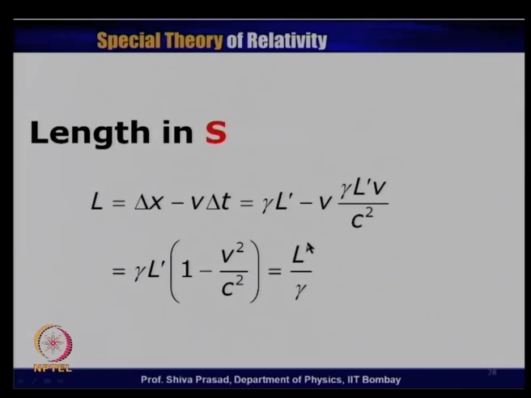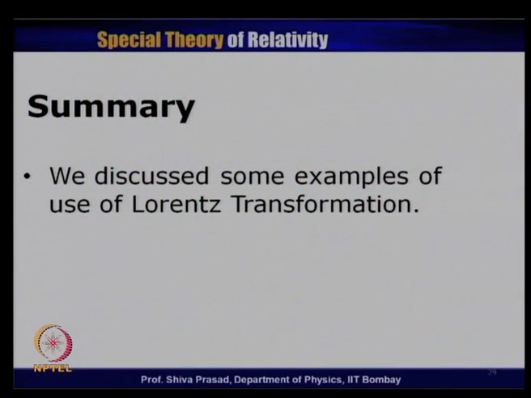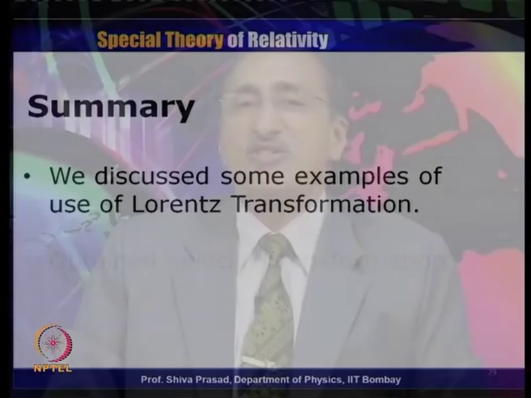So, as I expected, this length turns out to be a contracted length. This is what I had expected, because in the S prime frame of reference the length was proper, hence it is in this particular frame of reference that the length will turn out to be contracted. Now, let us go to the conclusion. In this particular lecture, we have essentially discussed some examples of Lorentz transformation. In the next lecture, we will obtain the velocity transformation.